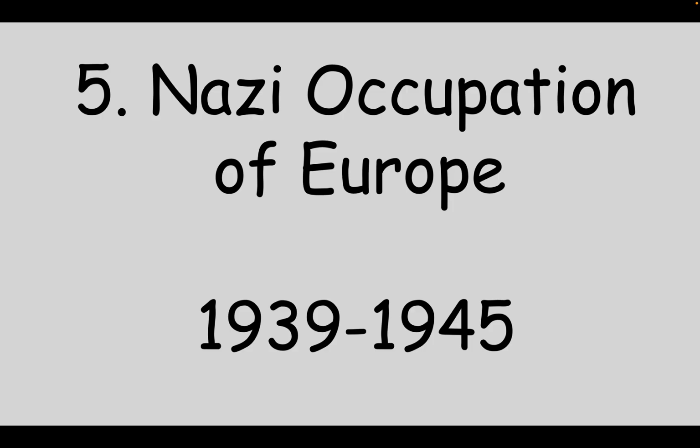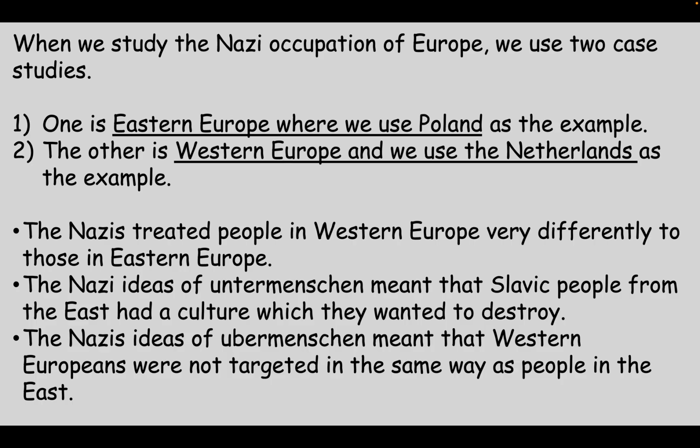The final unit is all about the Nazi occupation of Europe during the war, so between 1939 and 1945, all about when the Nazis are occupying the countries, and it's about how they treat people in those occupied countries. Now, when we study the occupation of Europe, we use two case studies. The first is of Eastern Europe, and we use Poland as the example. The second is of Western Europe, where we use the Netherlands as the example.